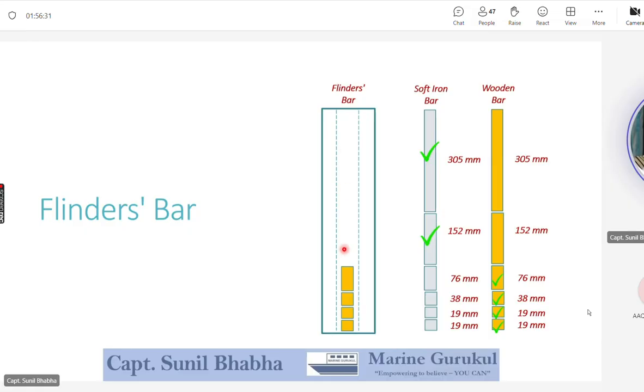So let us put these pieces here. You see all these four pieces coming here, 19 mm, 19 mm, 38 mm and 76 mm. All these four pieces coming here, these are the wooden bar pieces.